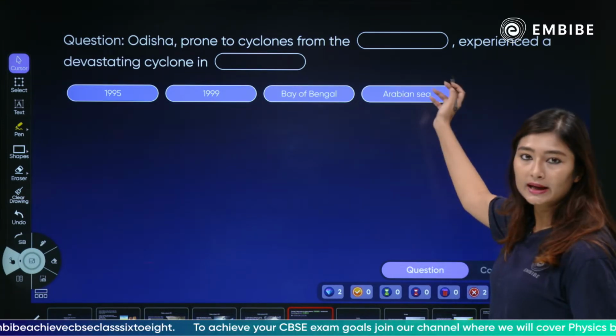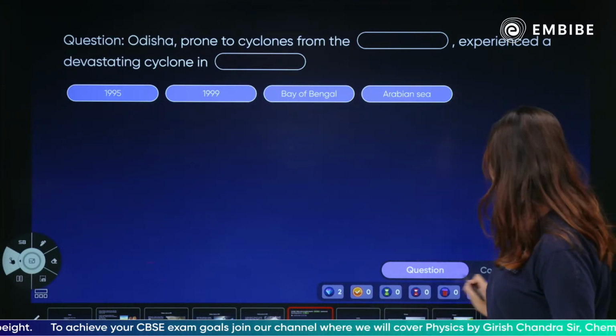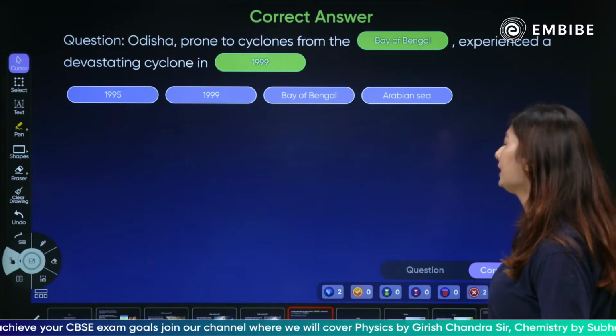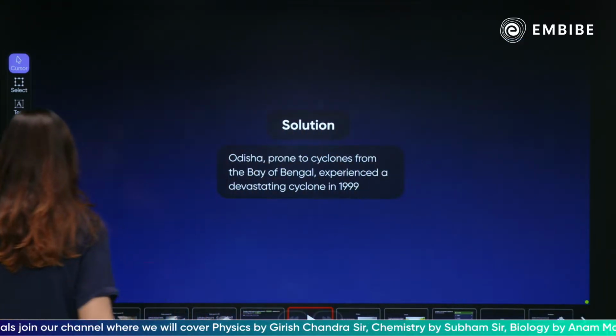बच्चे Bay of Bengal है उड़ीसा के पास. That would be the water body. Year was 1999. ठीक है? तो Bay of Bengal in 1999 was the year. This is what was extremely devastating.